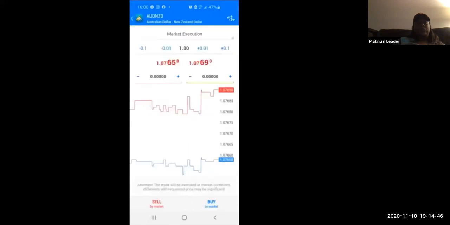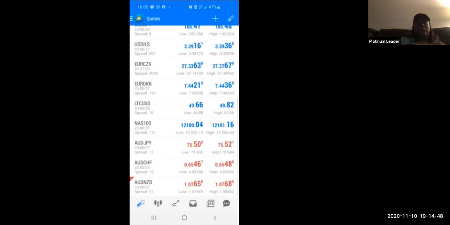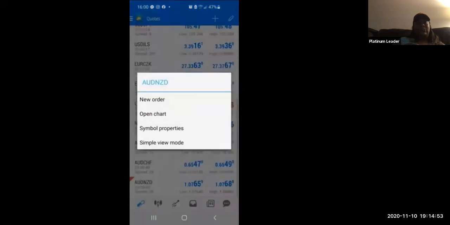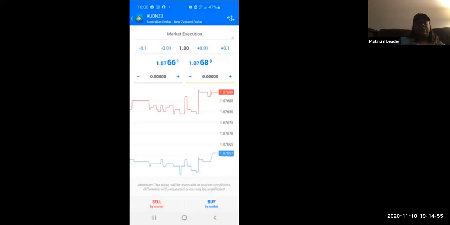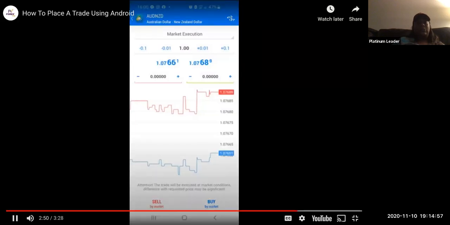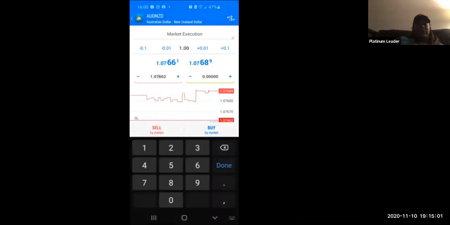So once again, just to go back over it, say for instance, we said AUD, NZD. We said it's going to be a sell. You just click on it, click on new order, make sure it's at market execution, change your lot size to what you want it to be. On the red side, it's going to be your stop loss. So you're going to put it over there. We said it's going to be a sell. Put a stop loss here.